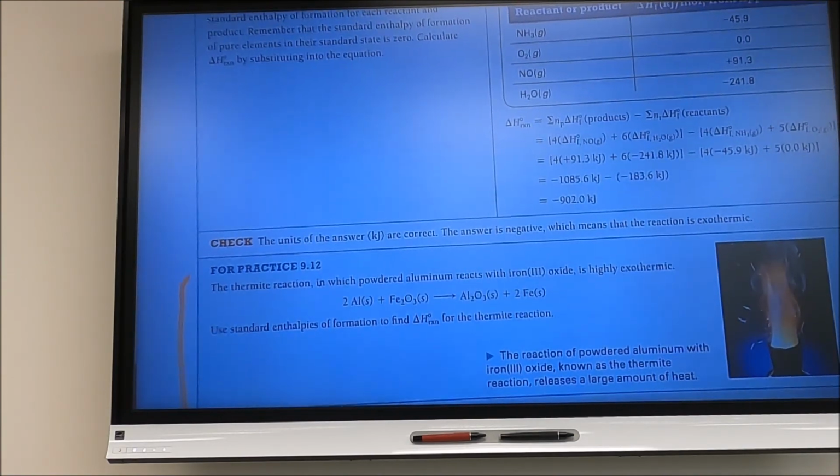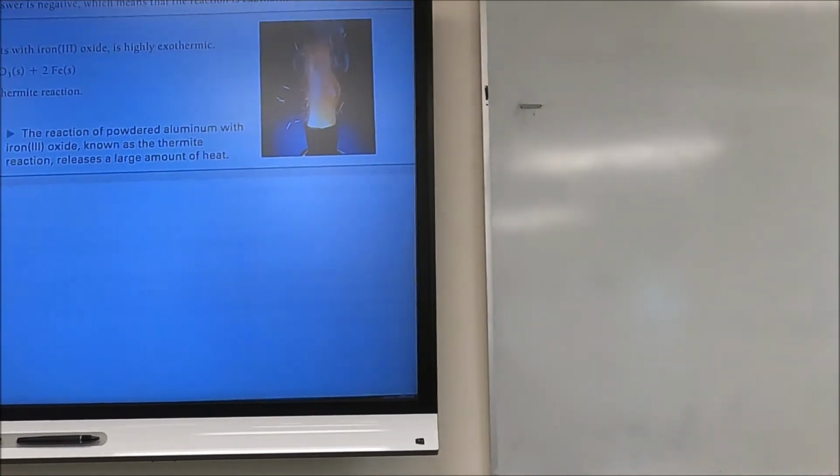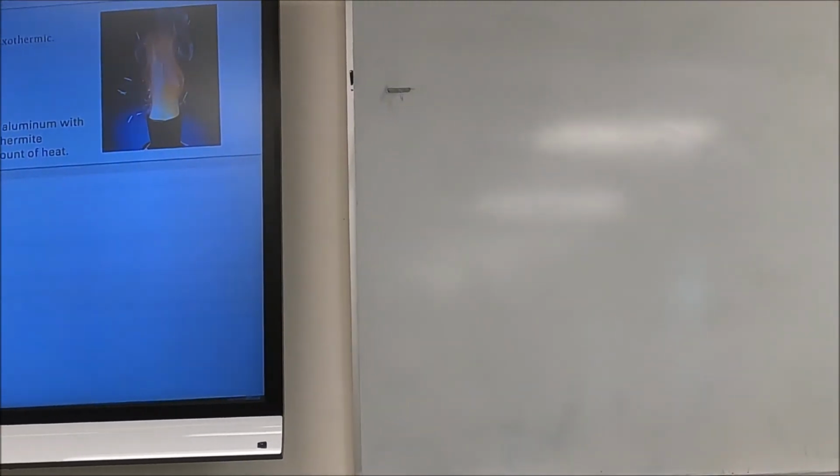Okay. Thermite is a very powerful reaction. Thermite is a very old reaction. It used to be used, and it is still used today, to actually weld together railroad rails. It's a reaction of aluminum plus iron 3 oxide to give us aluminum oxide and iron. And that molten iron is very, very hot. This is a very exothermic reaction. Okay? So it wants us to calculate, using standard enthalpies of formation, the delta H for this reaction.